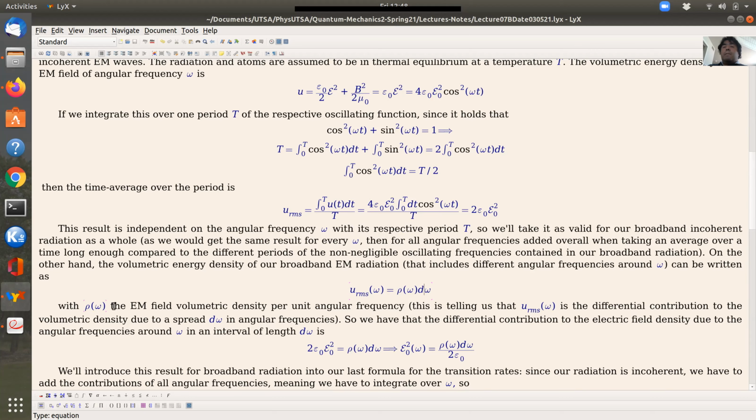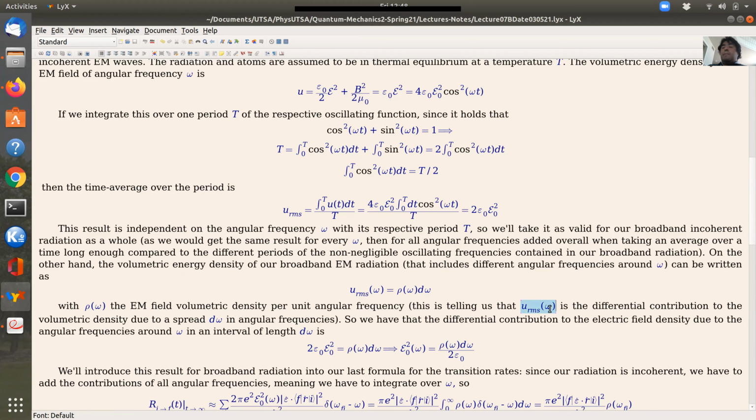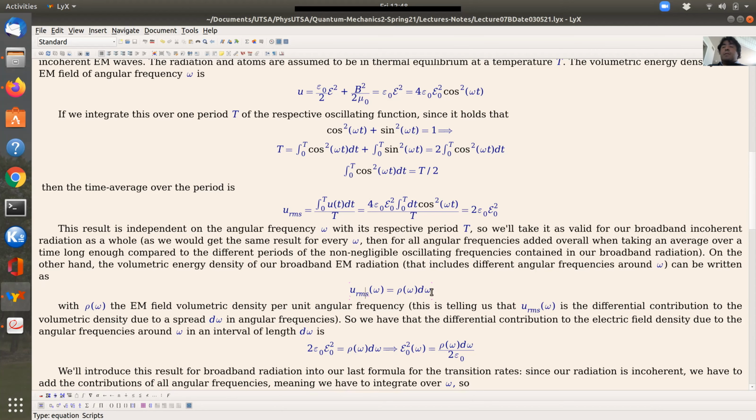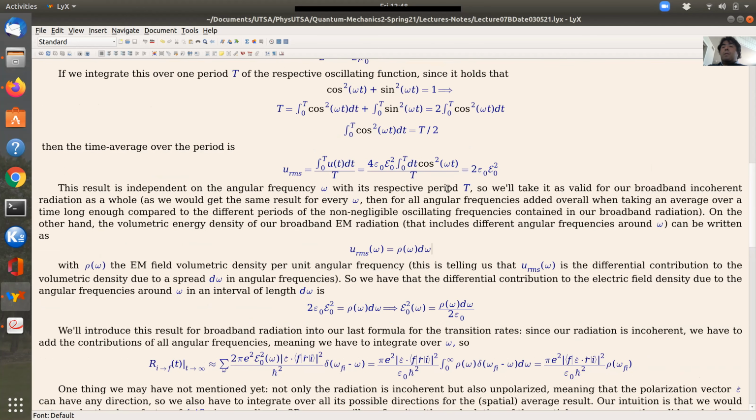That's why rho of omega is called the electromagnetic field volumetric density per unit angular frequency. The other one was a volumetric density before, and this one also includes density per unit angular frequency, because now we have allowed the frequencies to be in a range. Again, this U RMS is a differential contribution in the span of frequencies considering this differential element. So, so far so good.